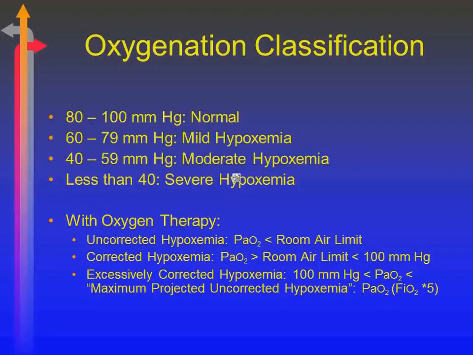So if you have an older patient, and normally their PaO₂ would be a little bit lower, and they're still on say 40%, and their PaO₂ is 75. Would that be uncorrected hypoxemia? If they're on oxygen, that'd be uncorrected hypoxemia. So you'd expect it to be higher. Their normal may be lower, but still, when you put them on oxygen, it should boost it up.